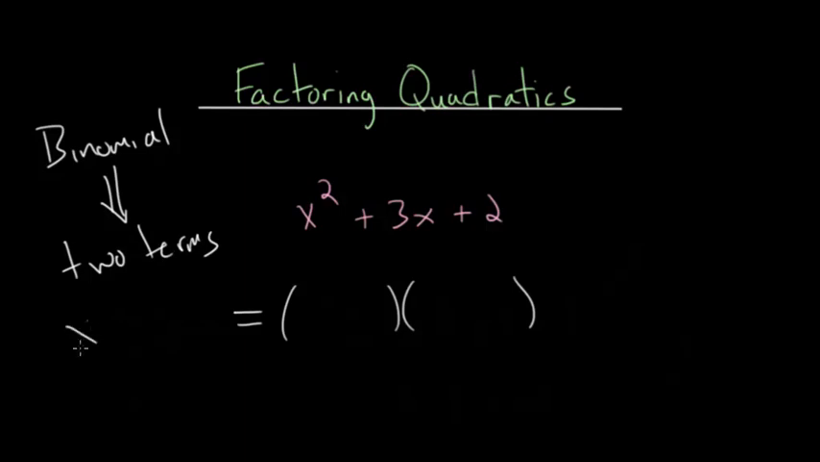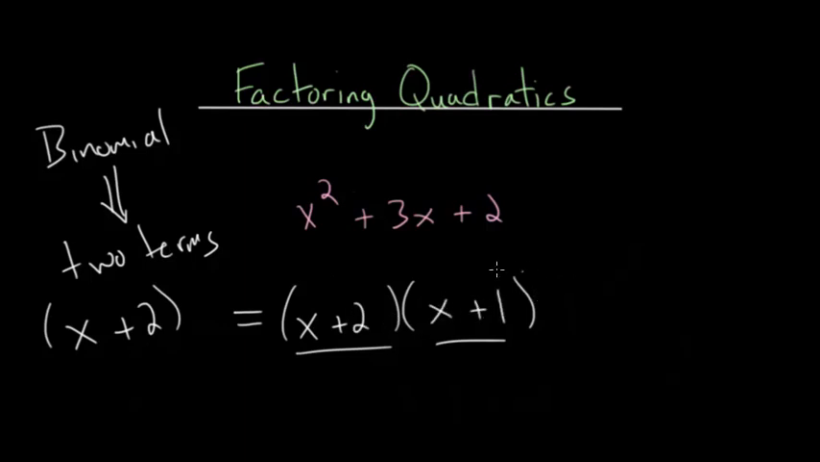So something like x plus 2 would be a binomial. When we factor this, we can essentially transform this expression into these two binomials multiplied together. What I'll show you is that when you do factor this, you get x plus 2 times x plus 1. So this is my claim right now, that these two are equivalent to each other.